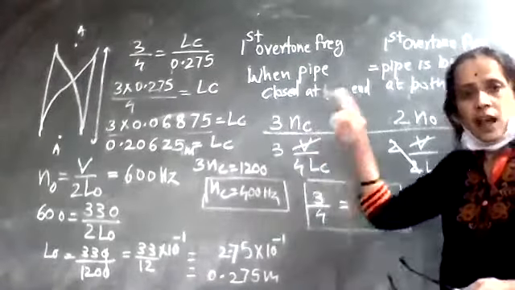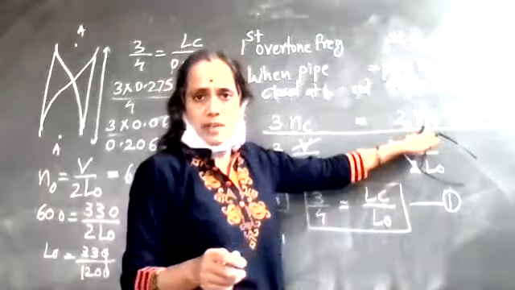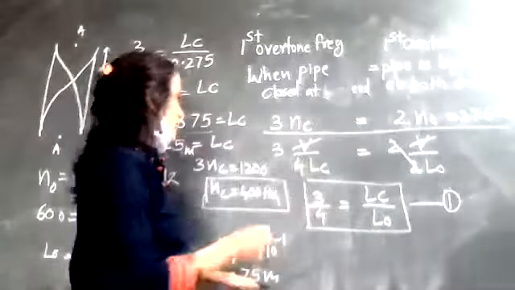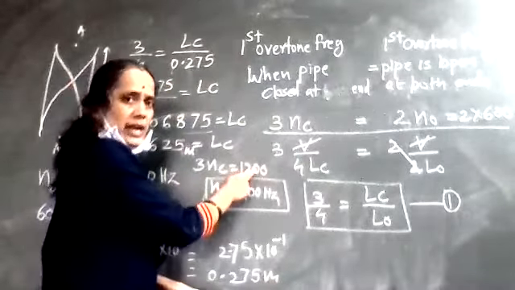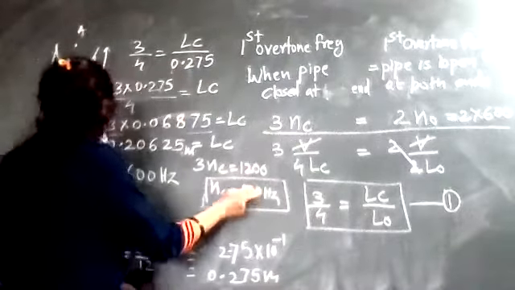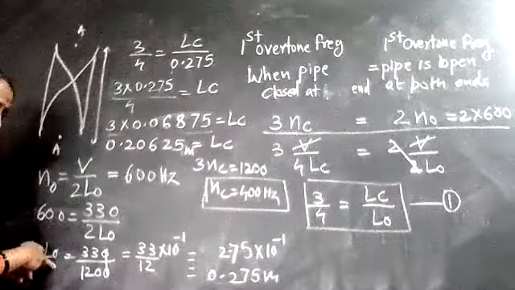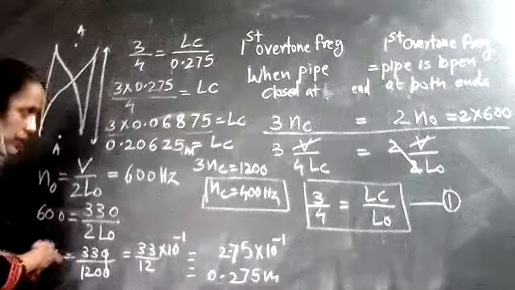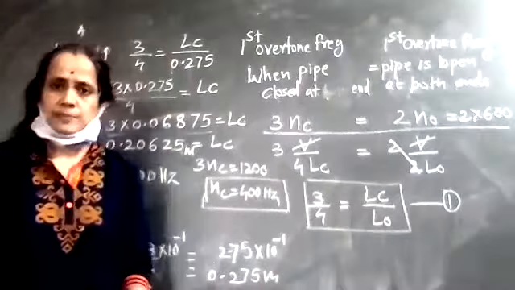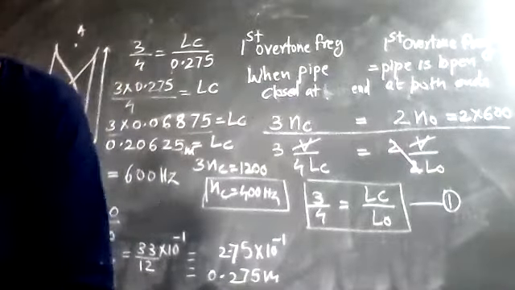What is the second equation? Secondly, I have been given the fundamental frequency when the pipe is open at both the ends. N0 is given. So if you put the value of N0 as 600, what am I getting here? I am getting 3NC is equal to 1200. Therefore, NC is equal to 400. Then I can first find out L0, and putting that L0 value in equation number 1, I will get LC. Clear? So in that manner, we can find out your problem number 18.